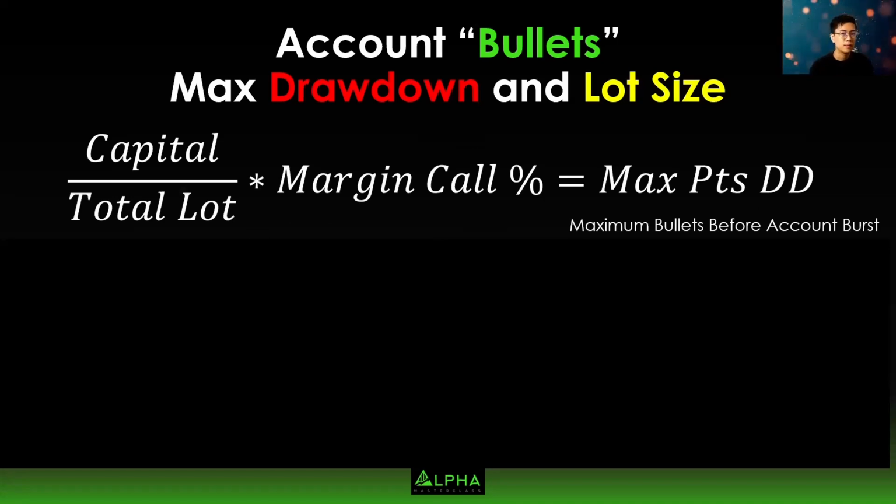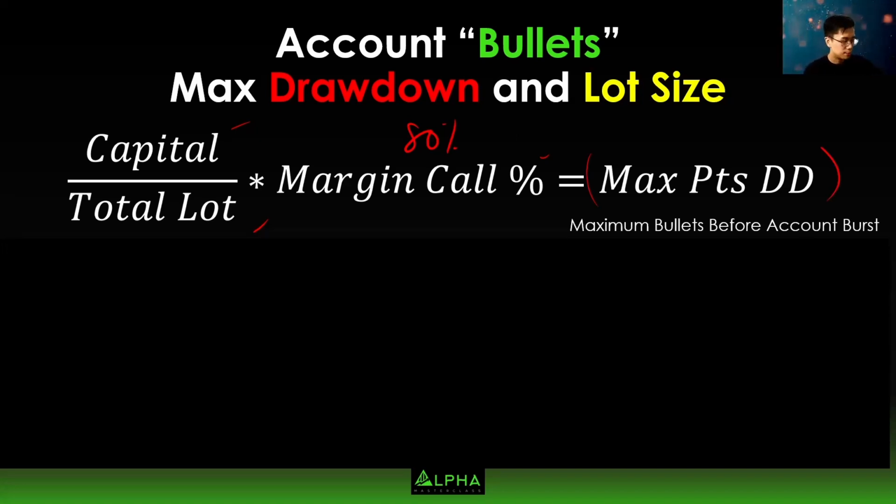This formula is based on your capital, the total lot size, and the margin call percent. Margin call percent differs by country and broker. Most global brokers have a margin call percent of 80%. Margin call percent means that when you reach this level, the broker will immediately declare that you have lost all your money. Just assume that you are losing. And this is the maximum point drawdown that you can absorb.